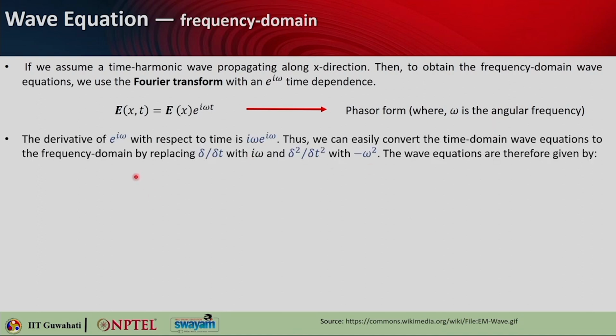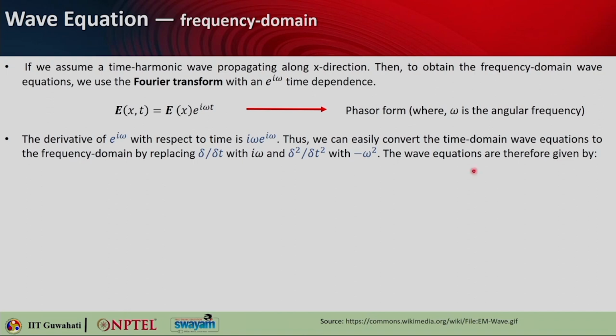Now if we take the derivative of e to the power i omega t with respect to time, you will get i omega e to the power i omega t. That means using this you can easily convert the time domain wave equation into the frequency domain wave equation by replacing dou t with i omega, and you can replace dou square by dou t square using i omega whole square, which comes out to be minus omega square.